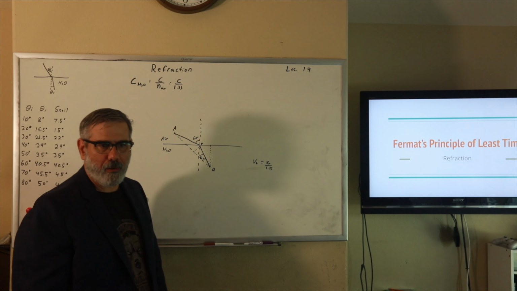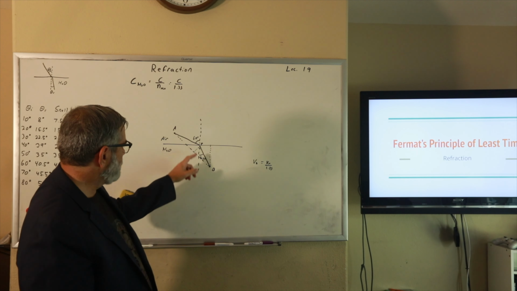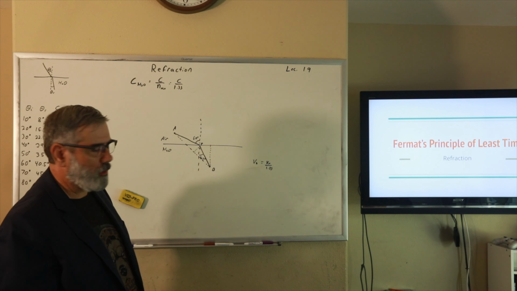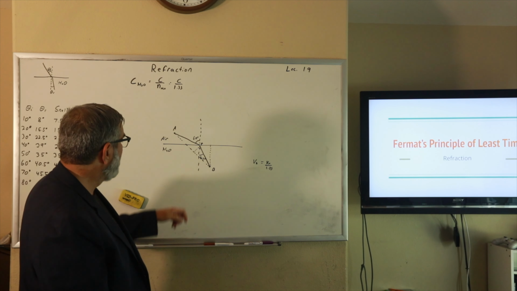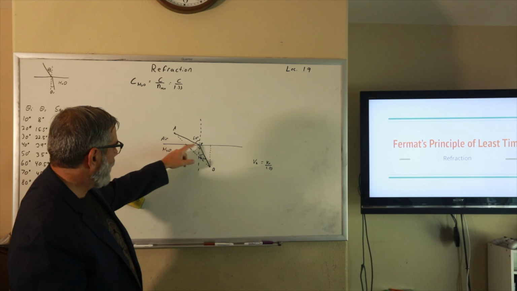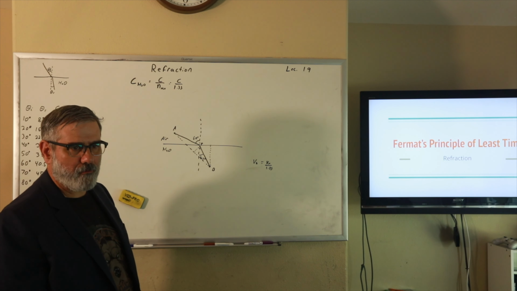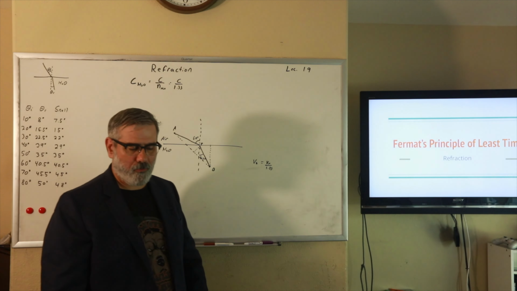Well, because he ran faster on the land, right? And his speed in the water was the speed on land divided by 1.33. That's probably a better way to say that. And so that's why he took this path, okay? Because it got him to the swimmer in the least amount of time. And so now we get the big idea.